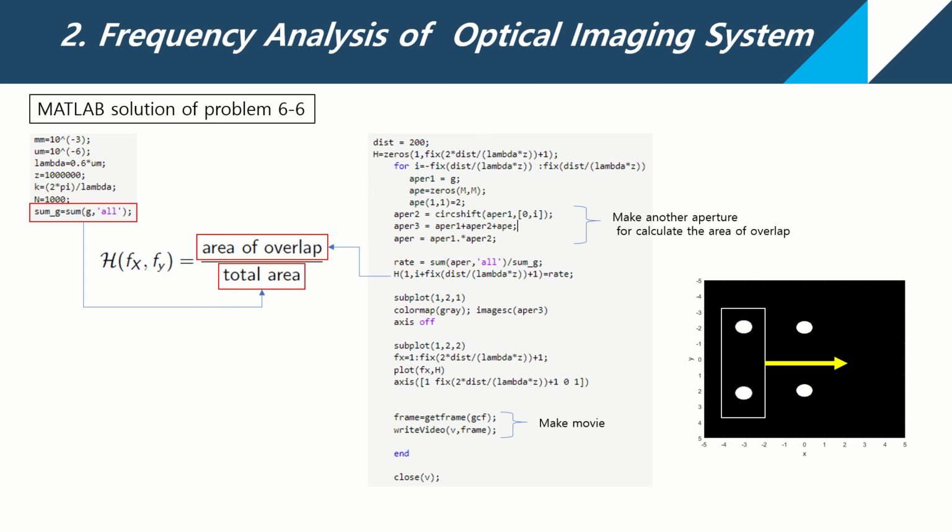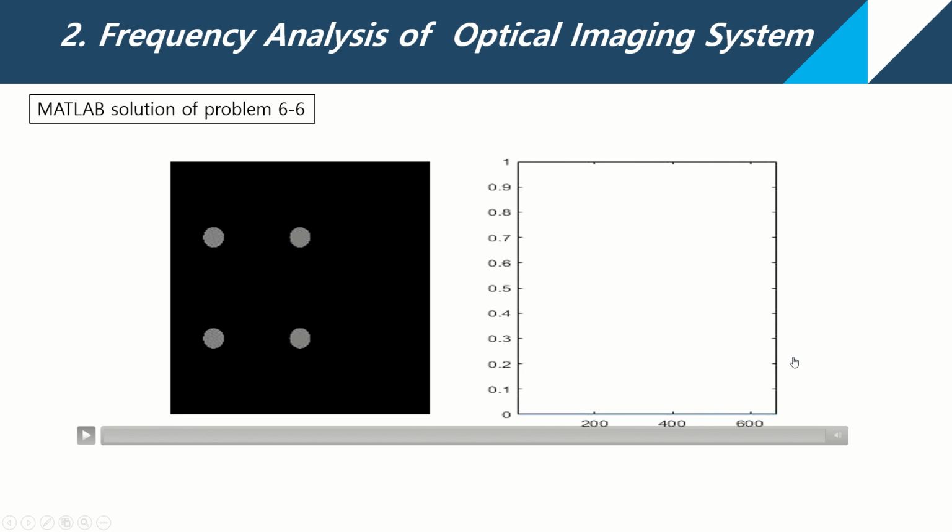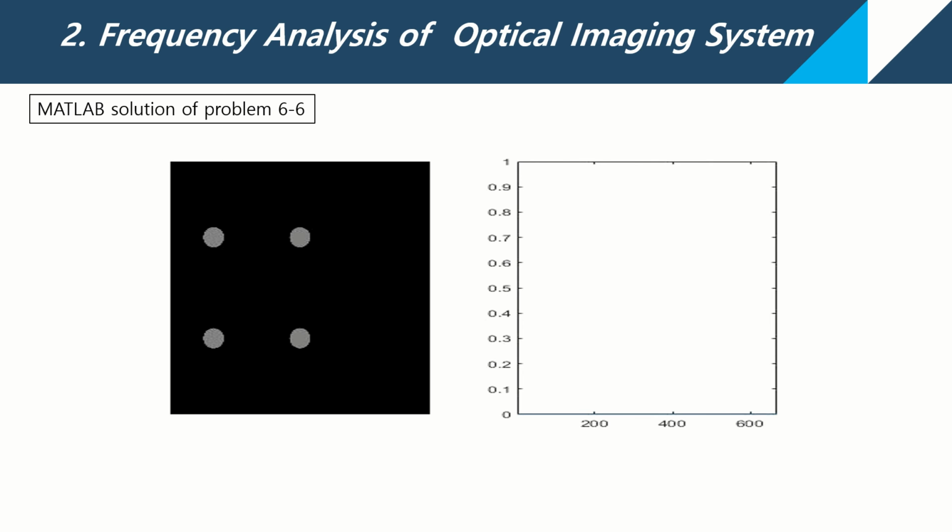We know the OTF is the overlap area normalized by the total area of the pupil. So I calculated the total area of the pupil using the sum function. And for getting overlap data, I made another moving aperture that has the same shape as the original. The generated aperture moves from left to right, and when they meet, the area of overlap is gathered and plotted as a graph. Let's check the video of the OTF figure in the fx direction.